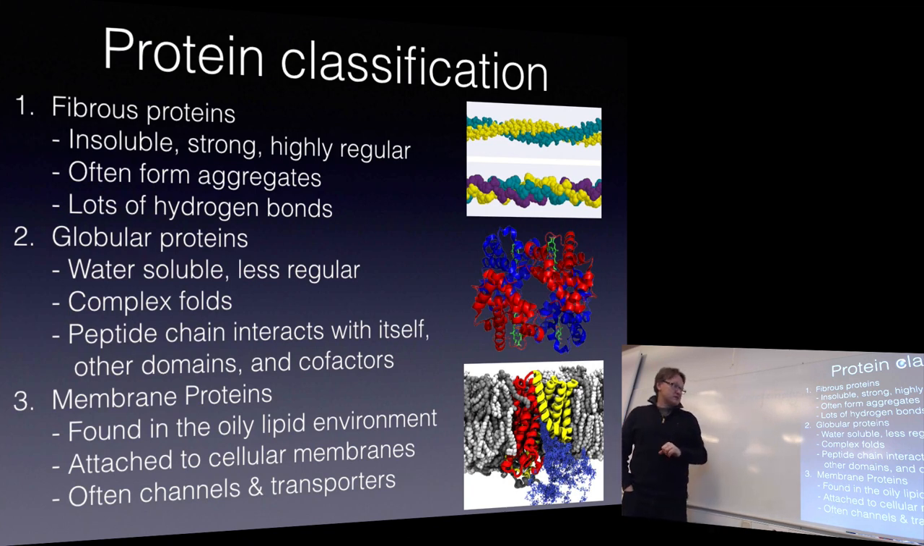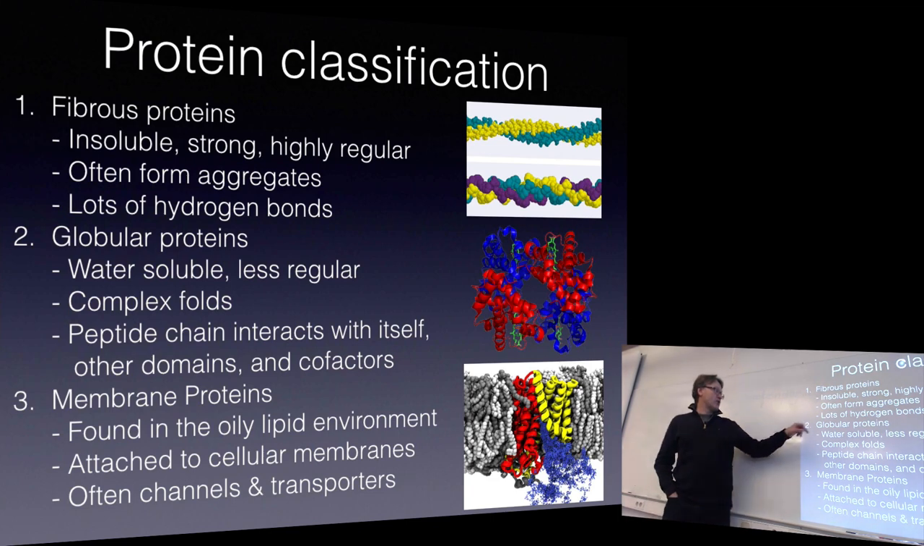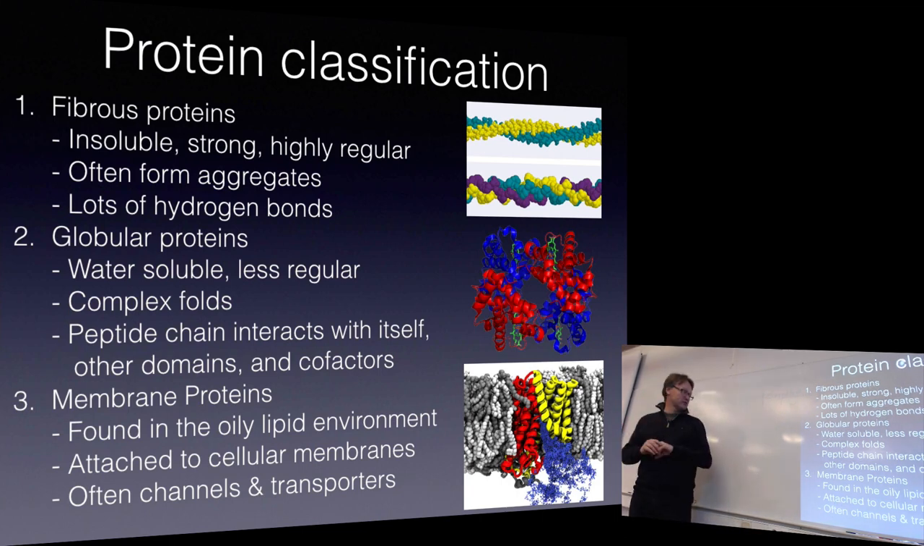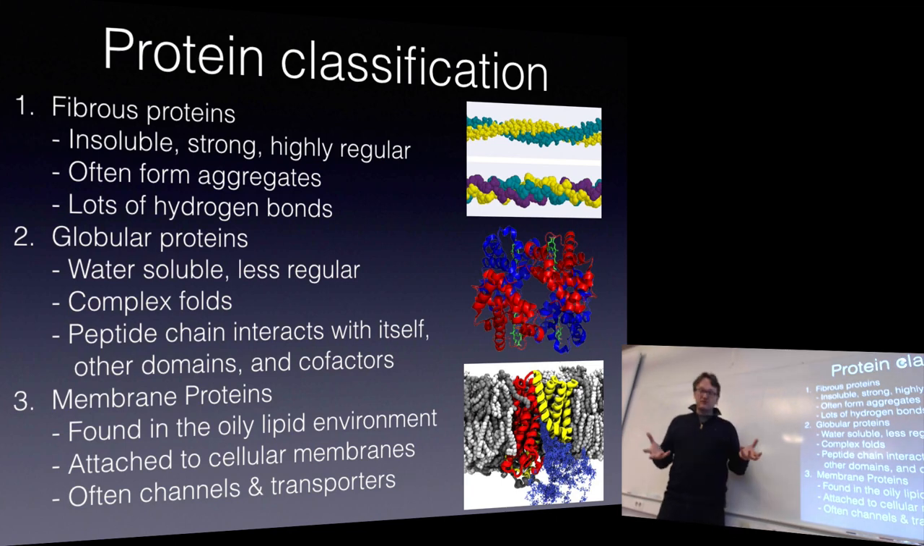We are going to spend most of the course talking about globular or water-soluble proteins. Globular is pretty much just a keyword that they're roughly spherical. They can have a huge amount of different complex folds, and it's a beautiful target to understand protein folding with. The peptide chain here always interacts with itself to, again, create some sort of fold. And that's going to be a recurring topic for the course.